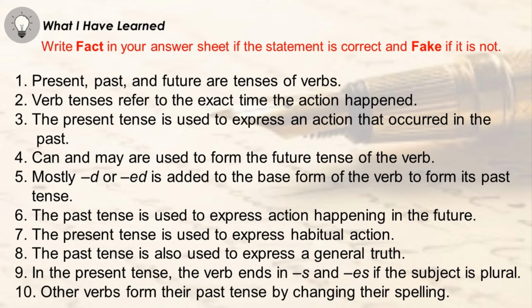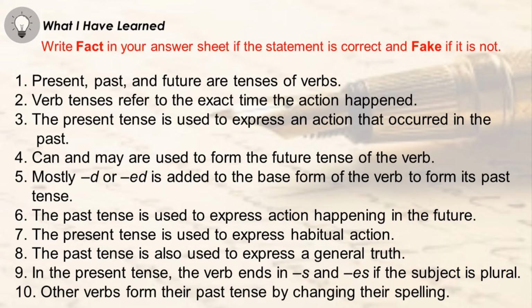1. Present, past, and future are tenses of verbs. 2. Verb tenses refer to the exact time the action happened. 3. The present tense is used to express an action that occurred in the past. 4. Can and may are used to form the future tense of the verb.